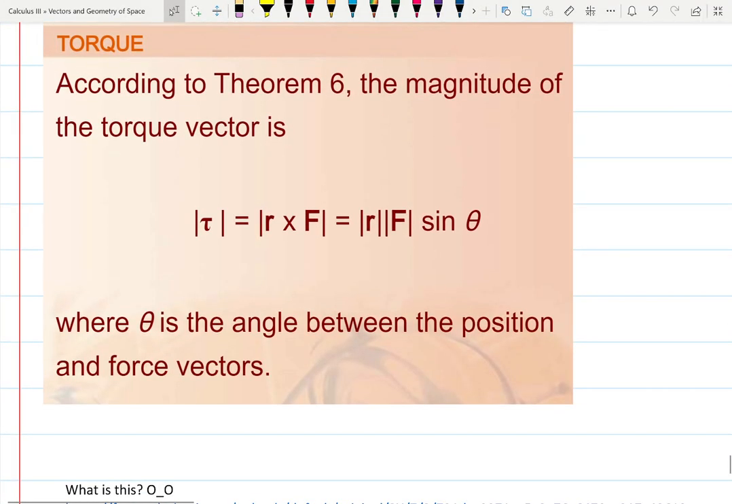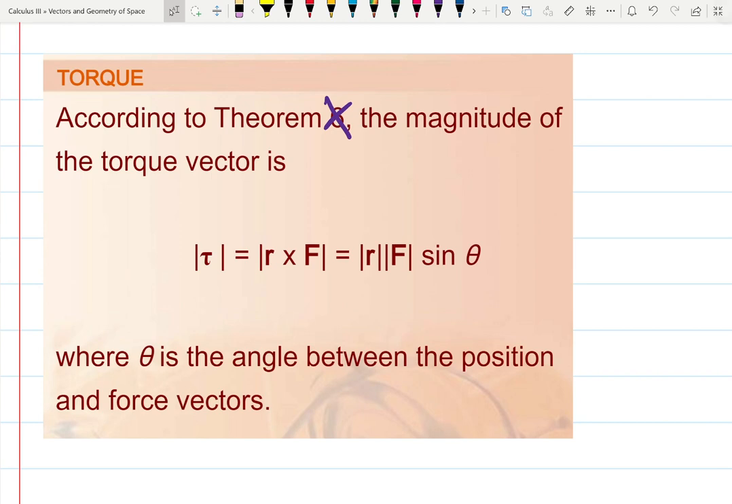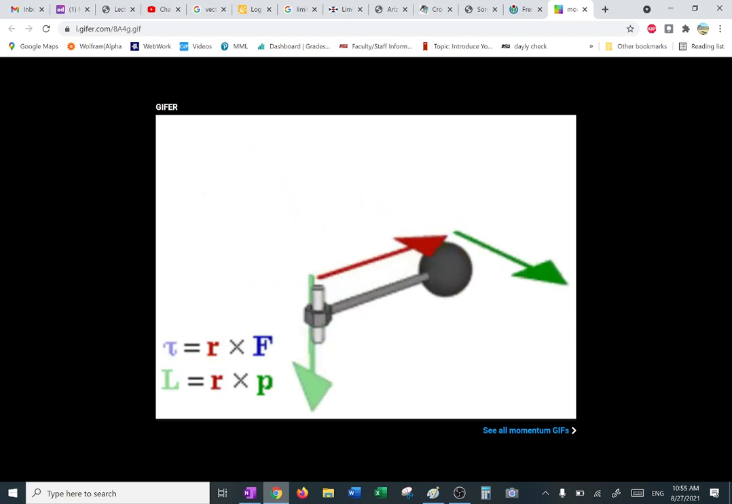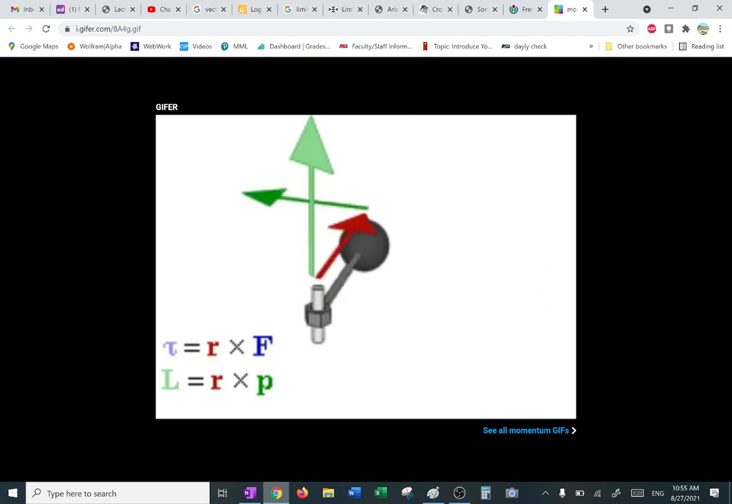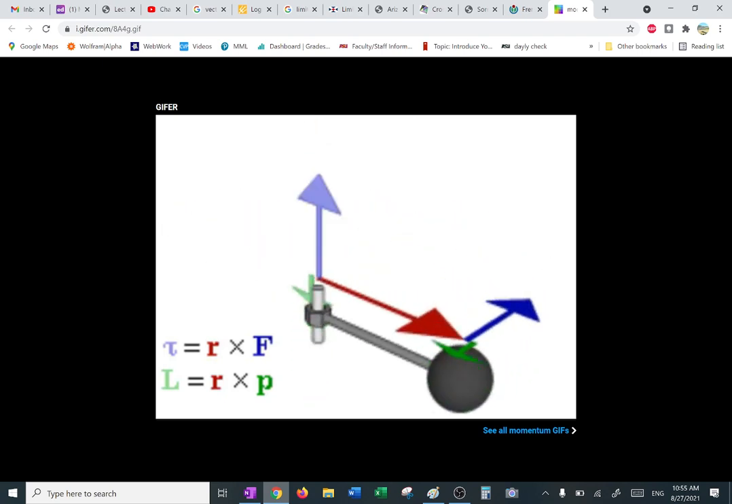According to the theorem, whatever the theorem number was, the magnitude of the torque vector is a cross product. How cool is that? Theta is the angle between the position and the force vectors. So that is pretty interesting, what they showed here in this animation. So engineers, you will be building this quite a lot, and that's what you'll be using. You'll be using cross products. It's very popular actually in engineering and physics. And if you see it in the literature now, you know what it means. It's a cross product of vectors.